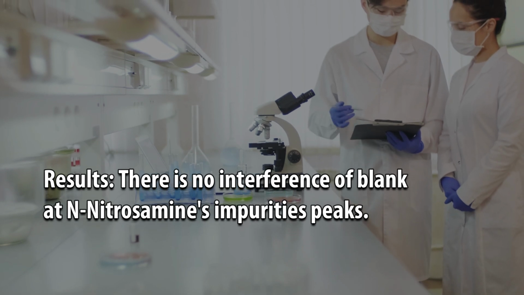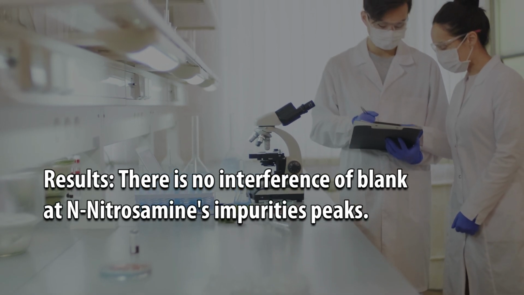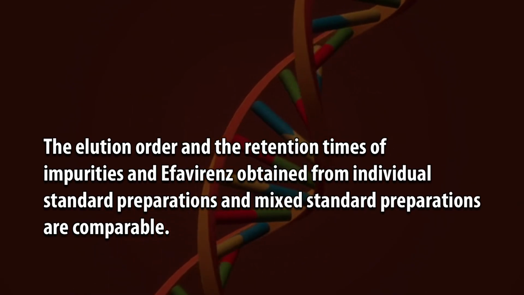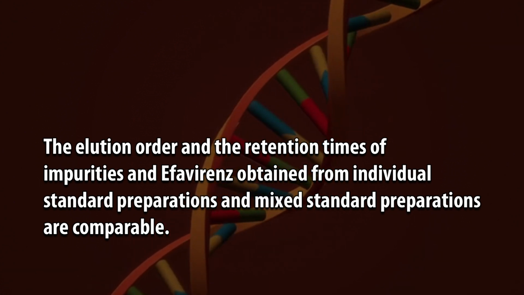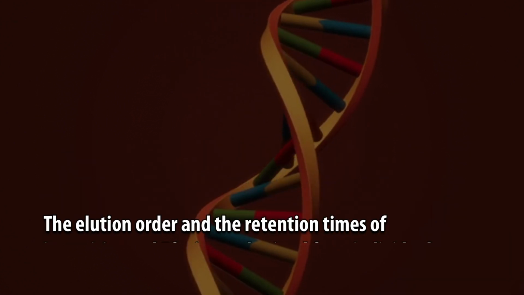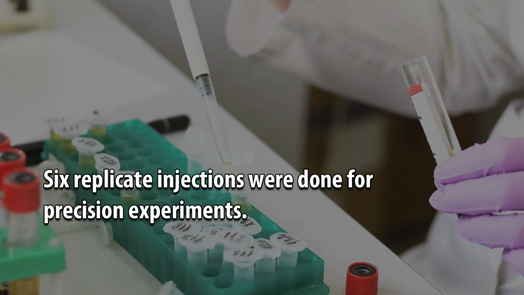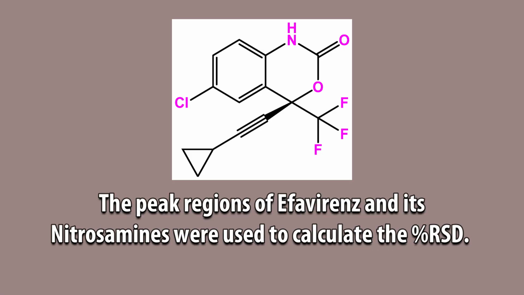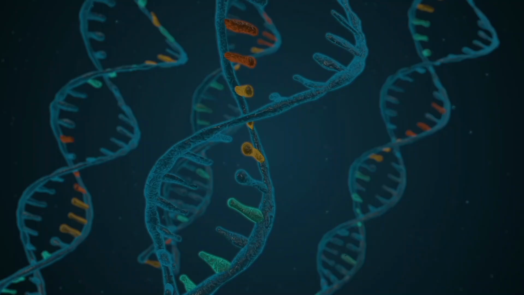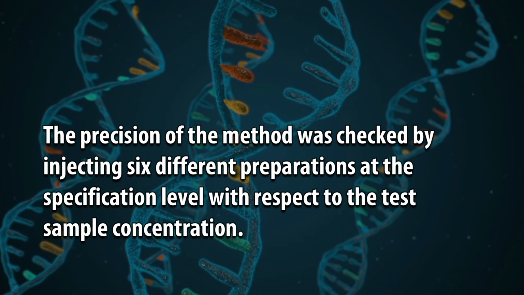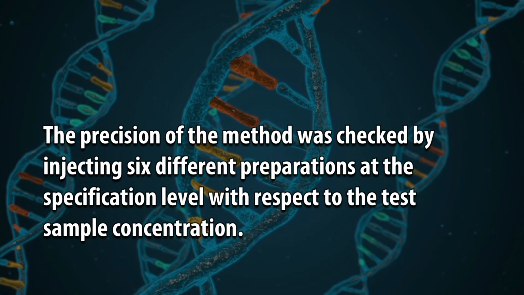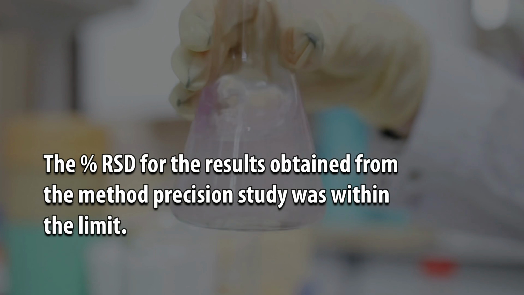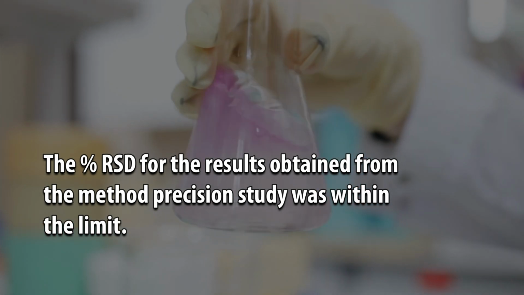Results: there is no interference of blank at N-Nitrosamine's impurities peaks. The elution order and the retention times of impurities and Efavirenz obtained from individual standard preparations and mixed standard preparations are comparable. 6 replicate injections were done for precision experiments. The peak regions of Efavirenz and its nitrosamines were used to calculate the percent RSD. The precision of the method was checked by injecting 6 different preparations at the specification level with respect to the test sample concentration. The percent RSD for the results obtained from the method precision study was within the limit.